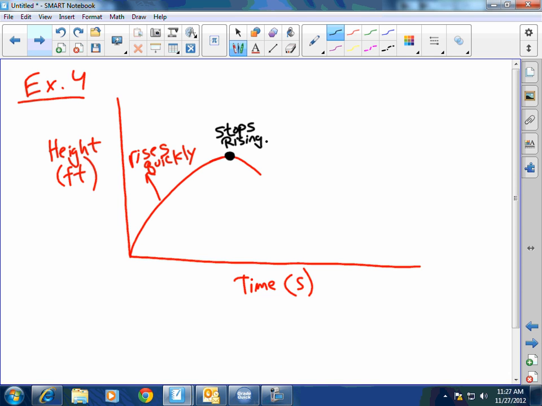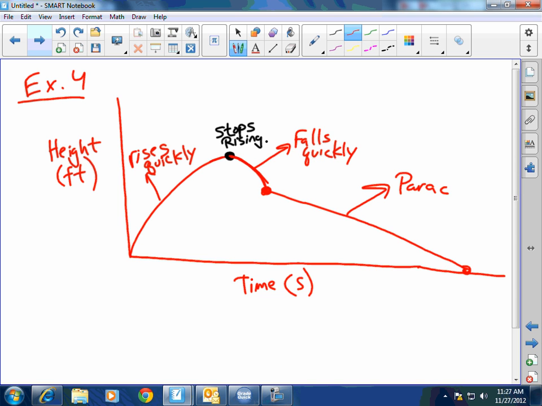Now, once it stops rising, it says it begins to fall quickly. So this is this part. Falls quickly. However, while it's falling quickly, until a parachute opens, after which it falls slowly back to Earth. It'd be a quick dip like here, and then it angles off at a constant rate. Because once you're dropping already, from here to here, the parachute opens, and then you start falling slowly back to Earth. You fall at a constant speed, so you fall slowly. Does that make sense here, guys?